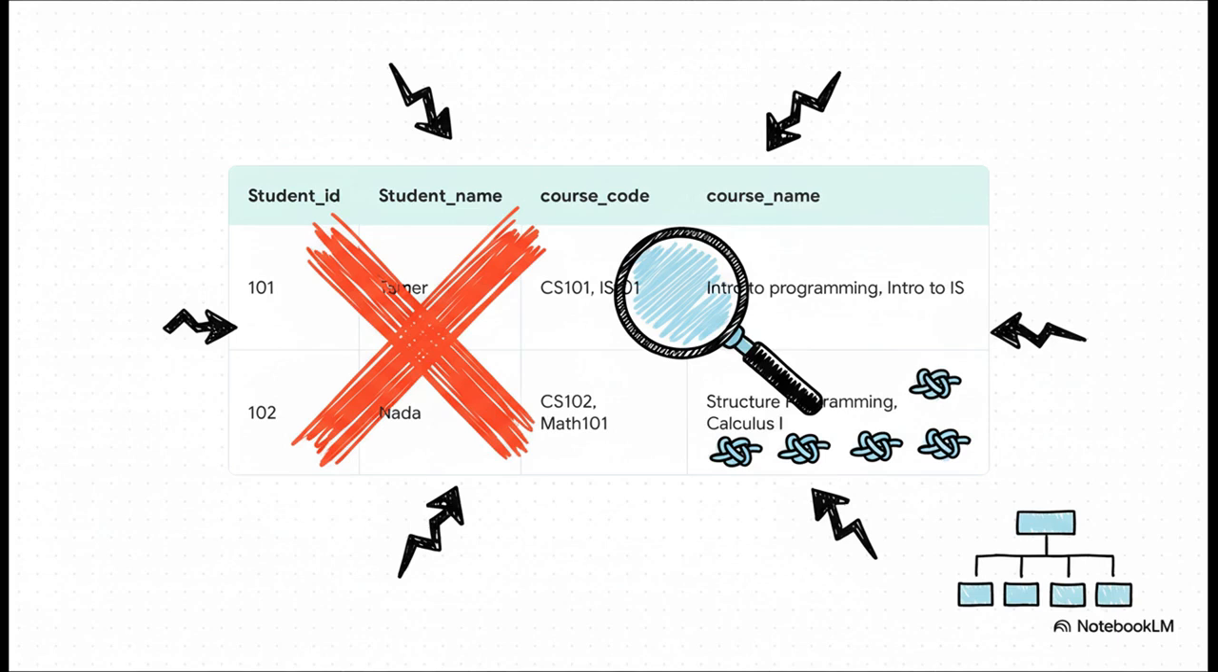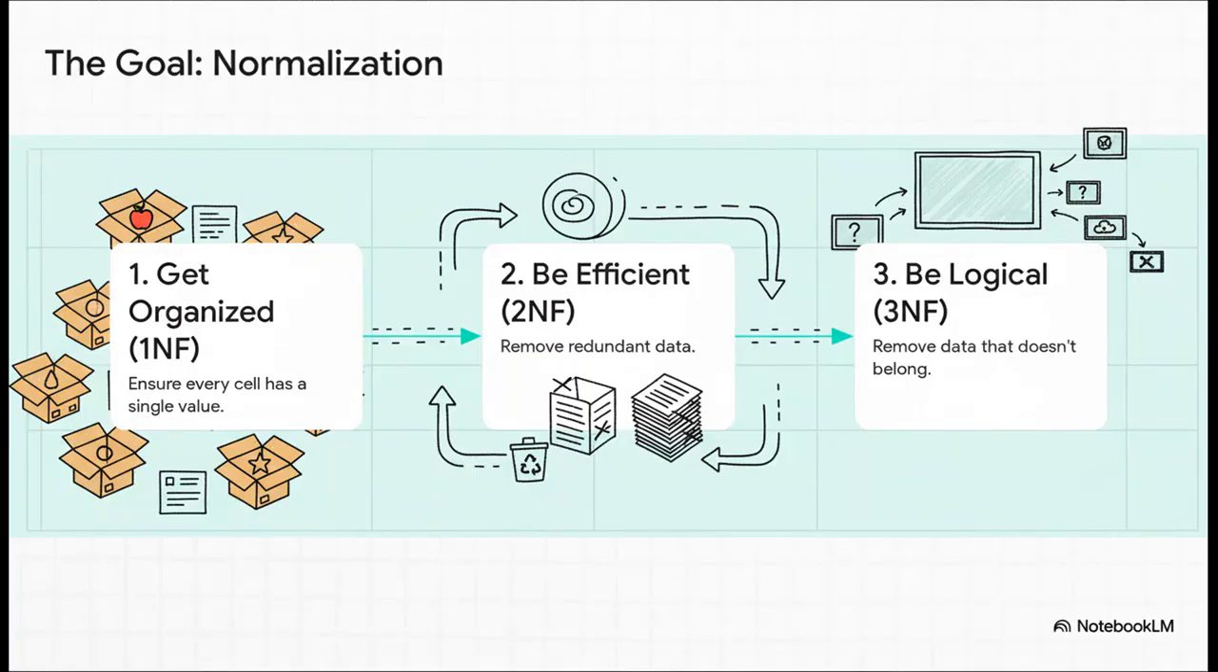In one single cell, you've got multiple courses just crammed in there. It's messy, it's really hard to search, and it's incredibly inefficient. This is a classic data problem. So the process of fixing this is called normalization. Now, it sounds super technical, but the goals are actually really simple.